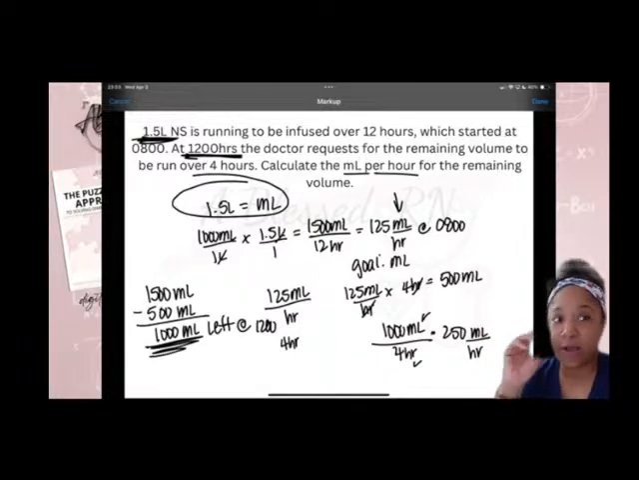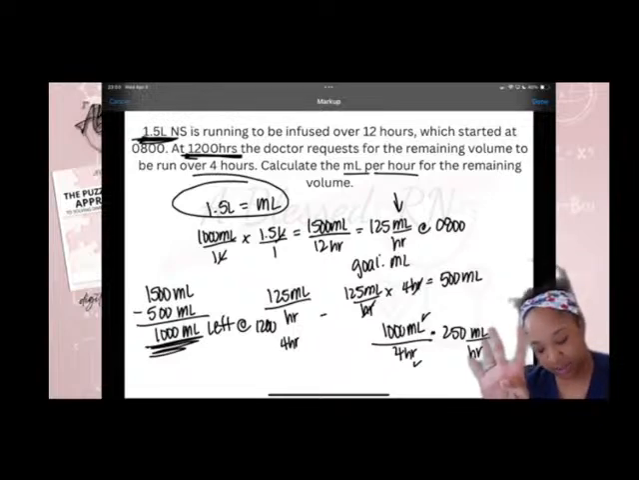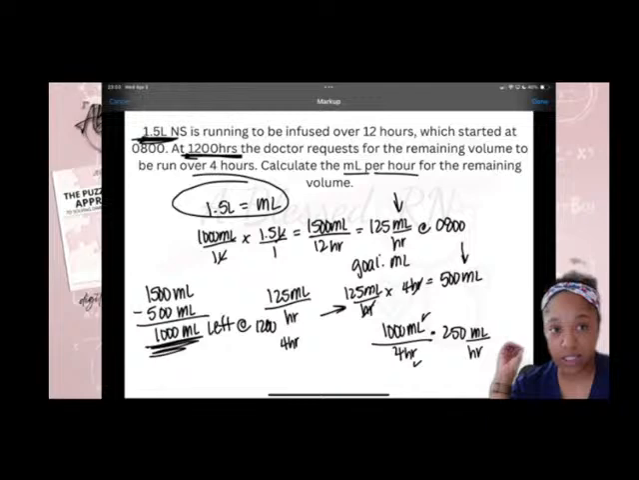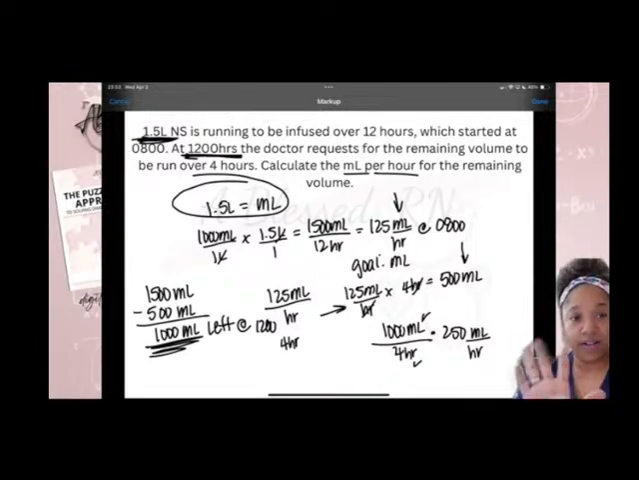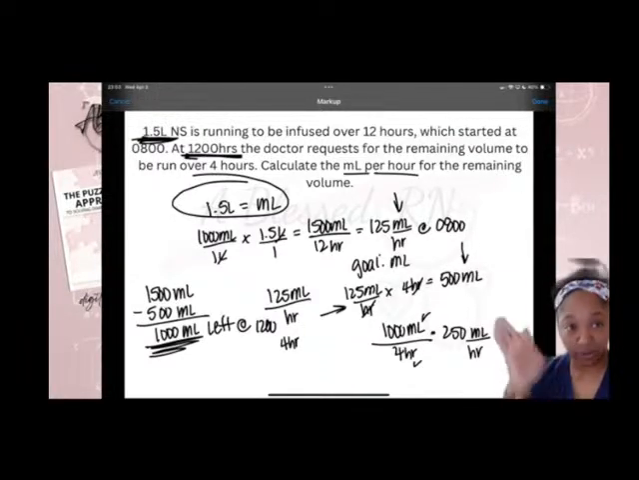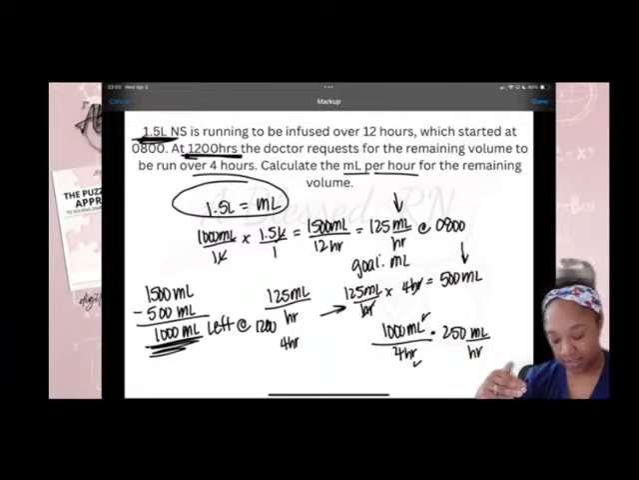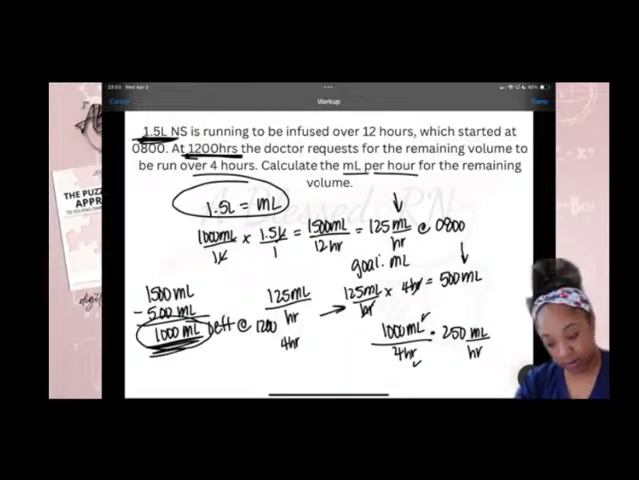And that ran at 125 milliliters per hour for 4 hours. So that was this part right here. So this much went into your patient's veins. At 12 o'clock, the doctor comes in and says, run the rest of this over 4 hours. All right, I got you, doc. So if I took that 500 that went into the vein that came out of the bag, if I started with 1,500 and subtracted the 500, I had 1,000 left. So after 12 o'clock, I needed to run the rest of it over 4 hours.